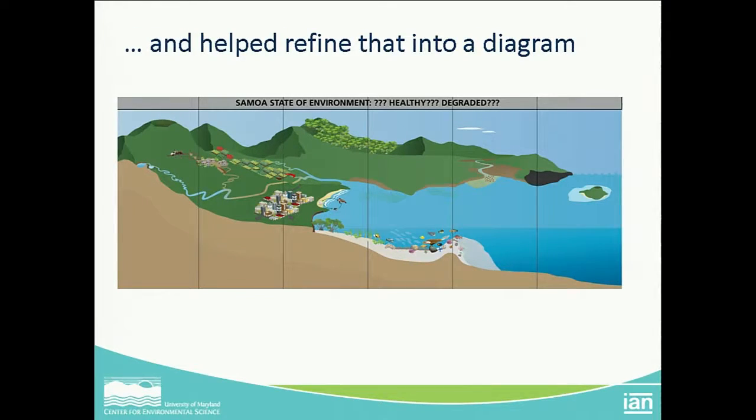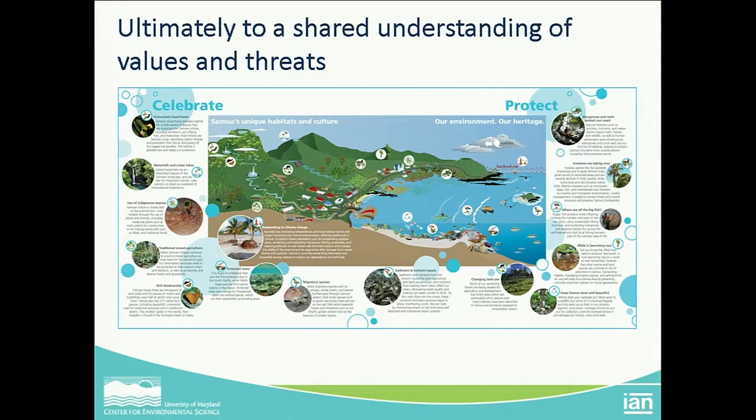We take that feedback and we start to develop our product. Our science communicators will take those products into Adobe Illustrator and start to create these types of products. This is the draft, and then we have the final product, which at the end really identified the things that Samoans value in their ecosystem.